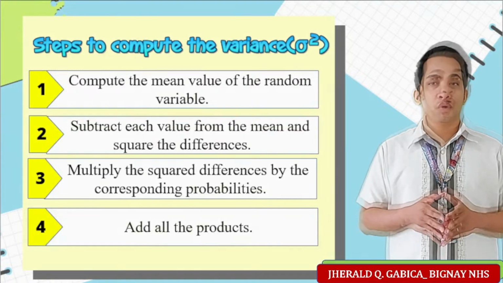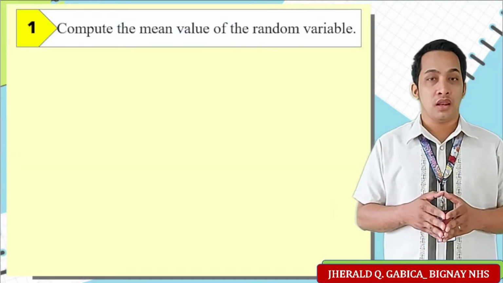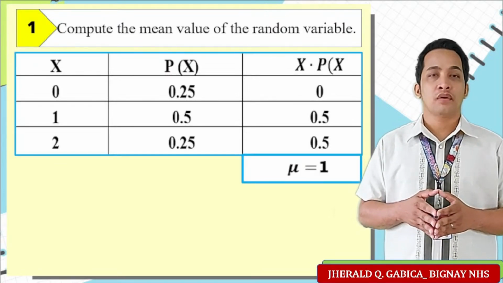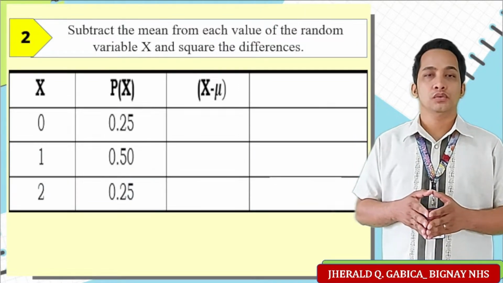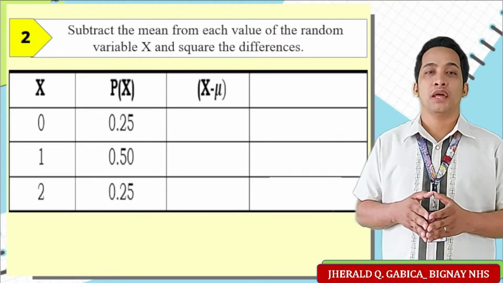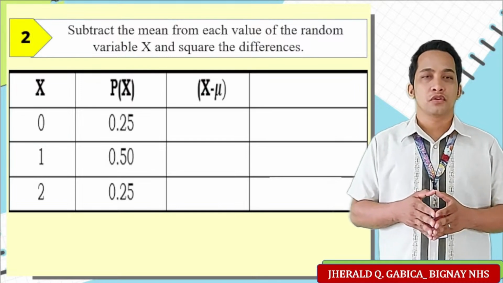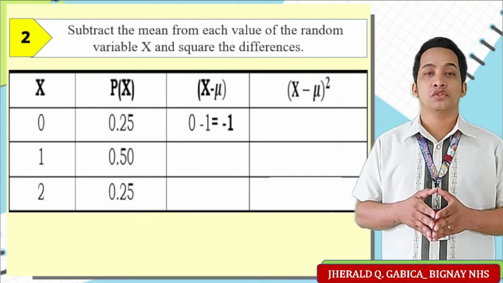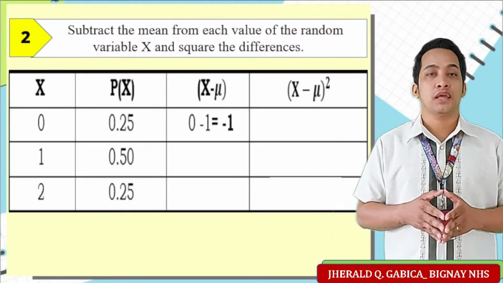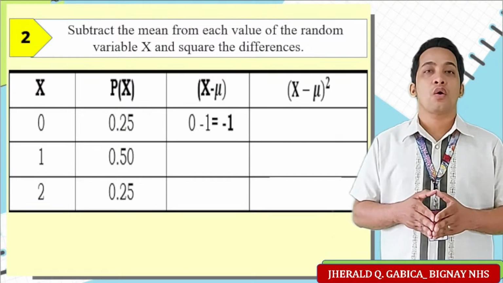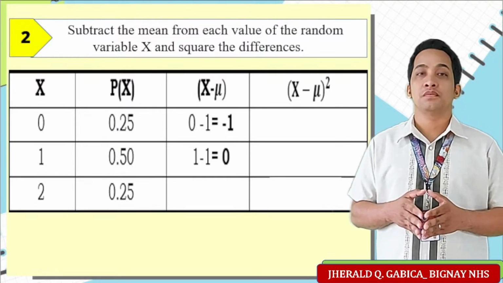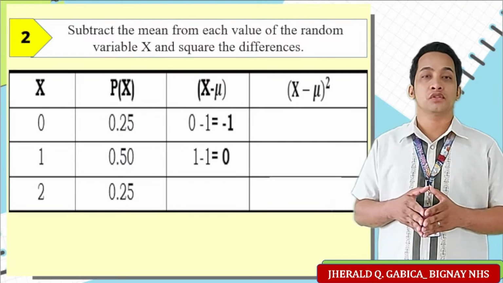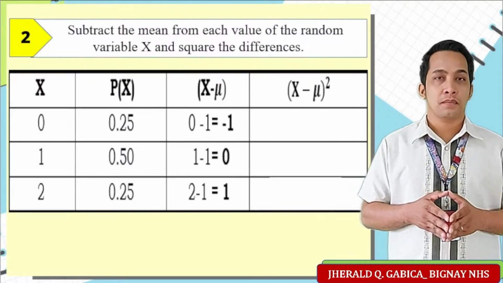From our previous example, our mean is equal to 1. So for our second step, we subtract the mean from the value of the random variable x. For x equal to 0, that is 0 minus 1, equal to negative 1. Next is 1 minus our mean 1, that is equal to 0. And then for x equal to 2, 2 minus 1 is equal to 1.